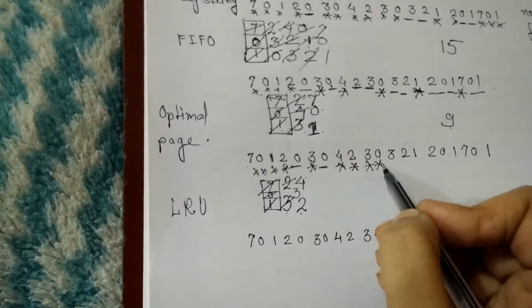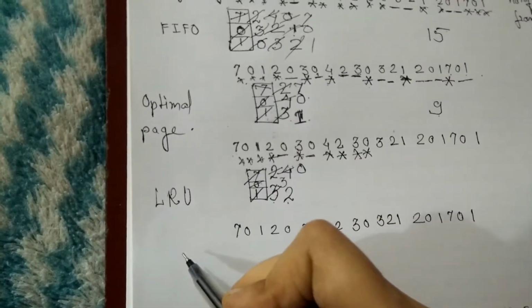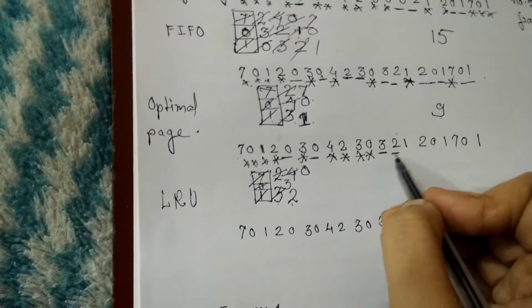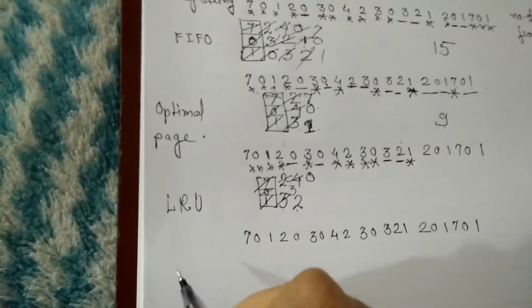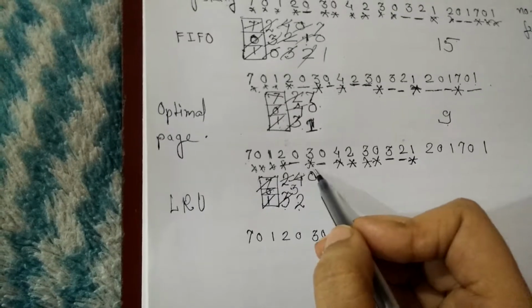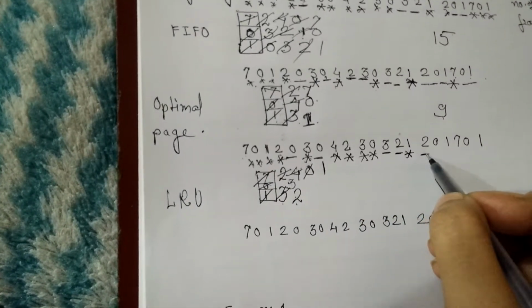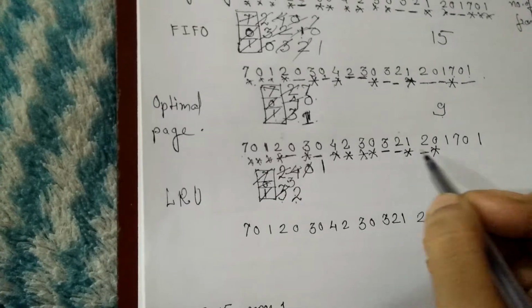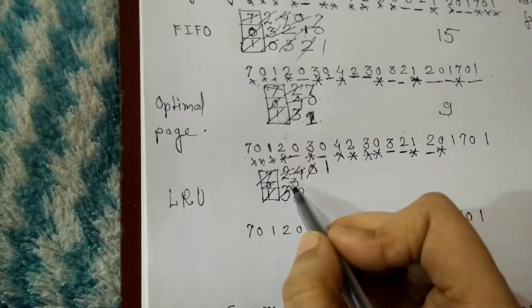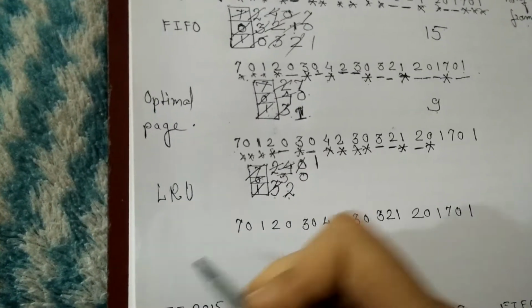For 0 there is a page fault. 2 and 3 is used but 4 is not used, so it will replace 4. And then for 3 and 2 there is no page fault. For 1 there is a page fault. 3 and 2 are the most recently used, so 0 is least recently used, so it will replace 0. So for 2 there is no page fault. For 0 there is a page fault. 1 and 2 are recently used, 3 is not used recently, so 3 will be replaced by 0.